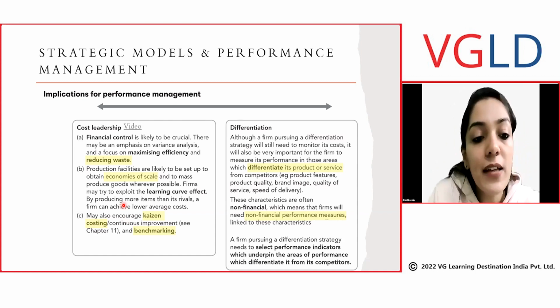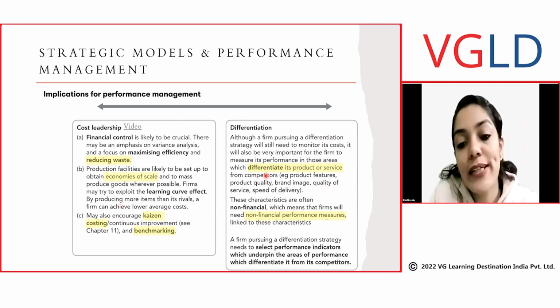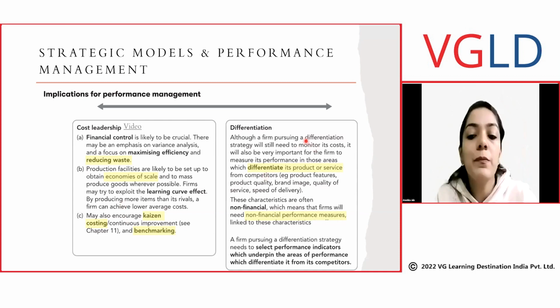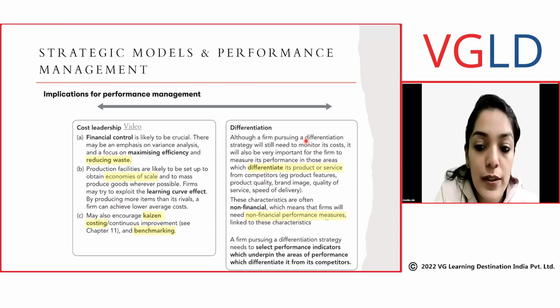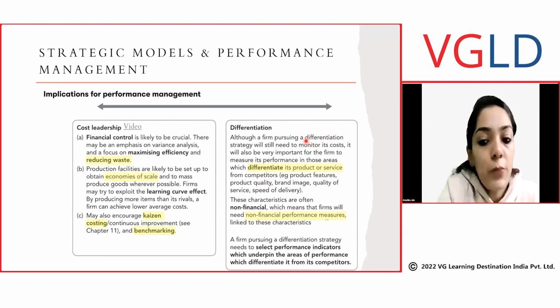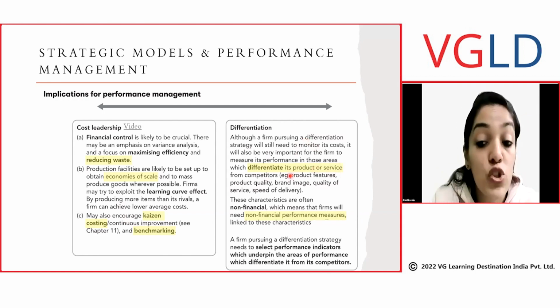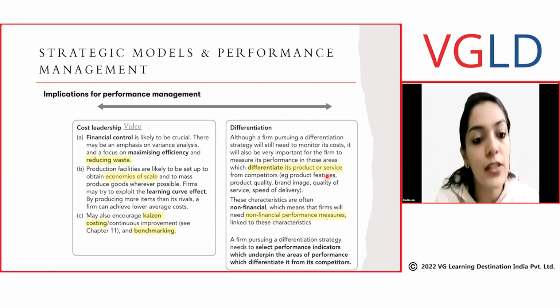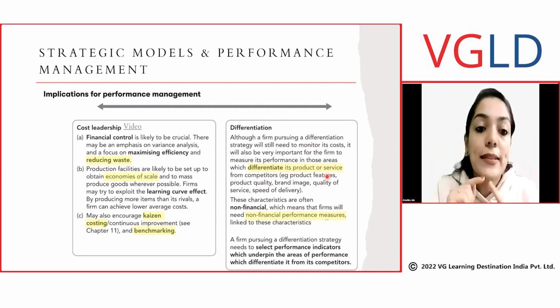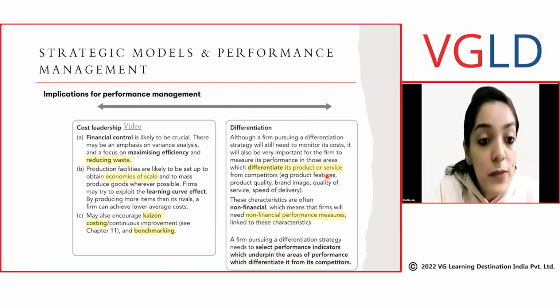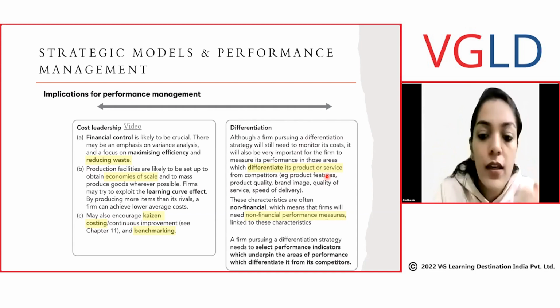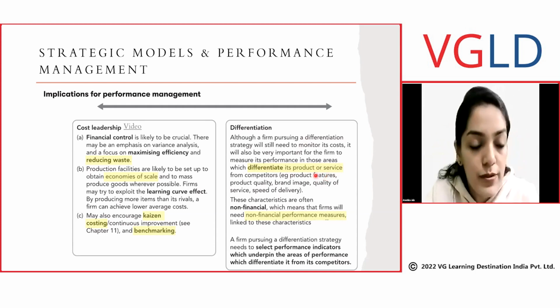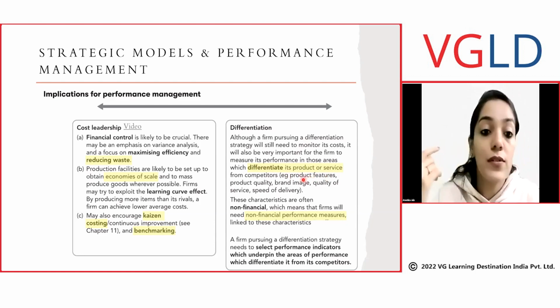Then what are the implications for performance management in a differentiation strategy? Let's see. Although a firm pursuing a differentiation strategy will still need to monitor its costs, it will also be very important for the firm to measure its performance in those areas which differentiate its products or service. So obviously such a firm will also be focused on reducing costs, but its primary focus will be on those features which actually differentiate it from its competitors. Like what? Product features. Maybe your phone has a certain feature which other brands' phones don't have.